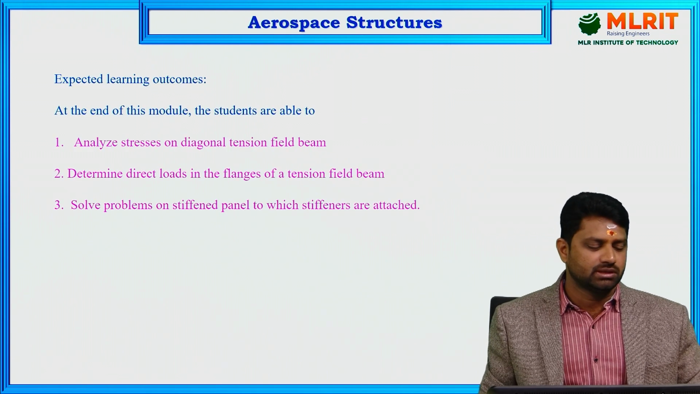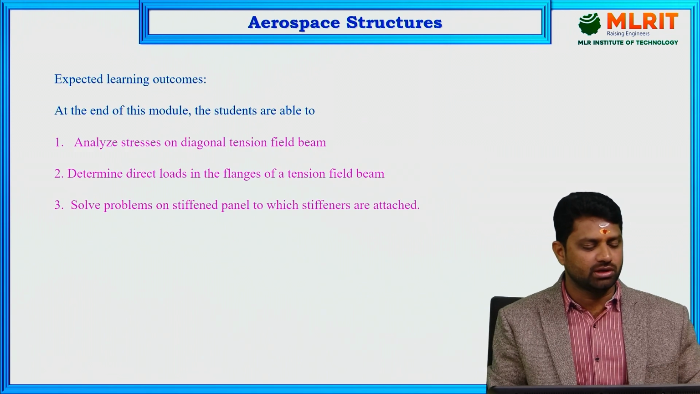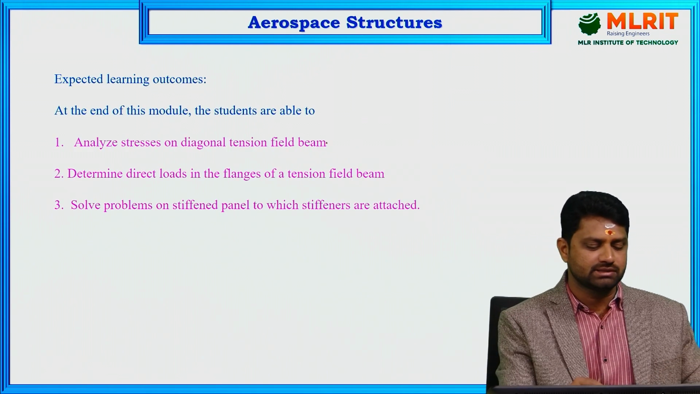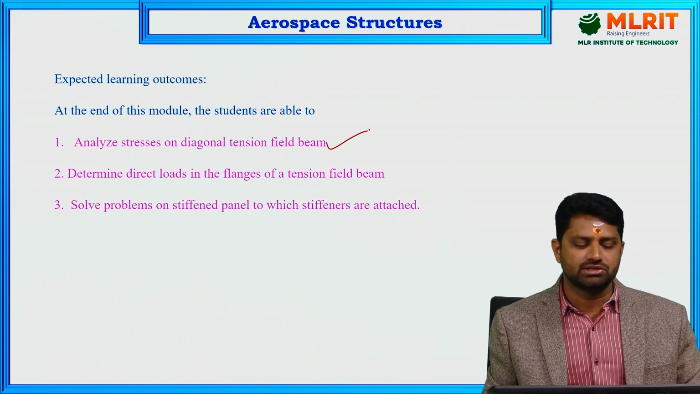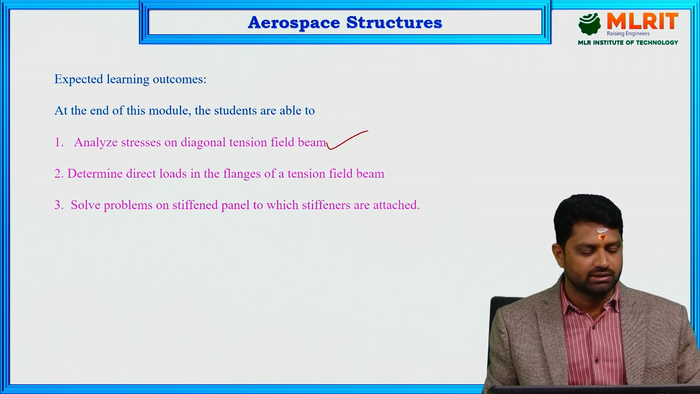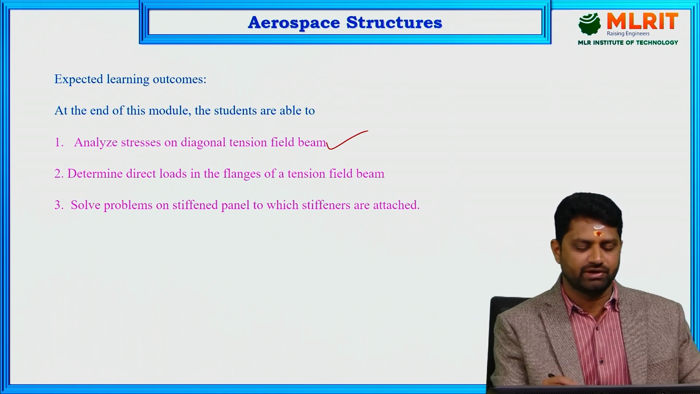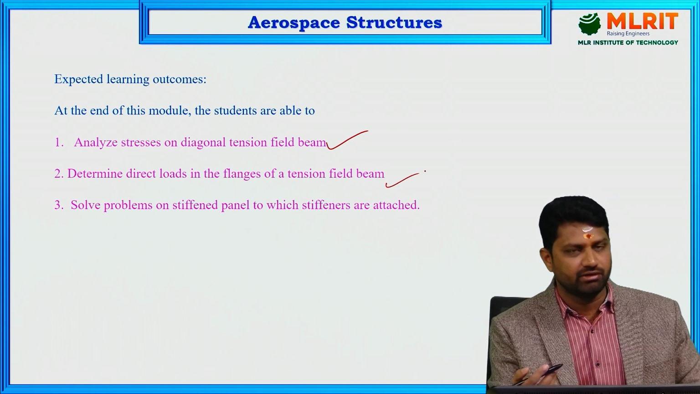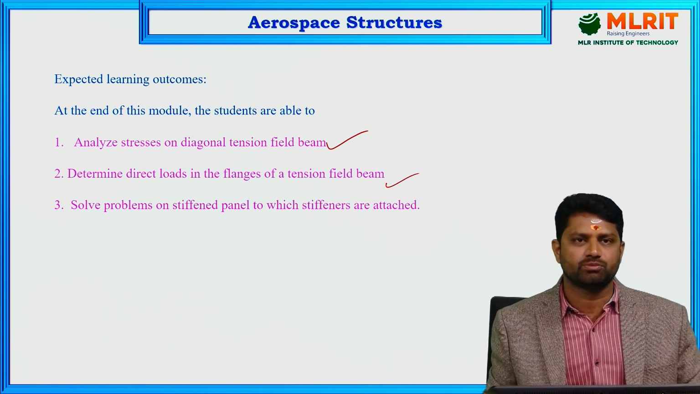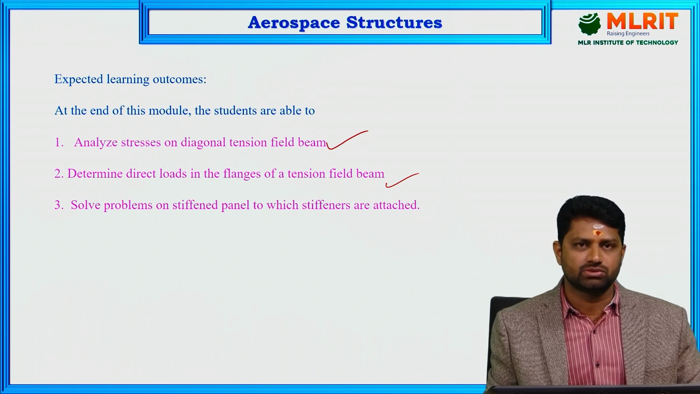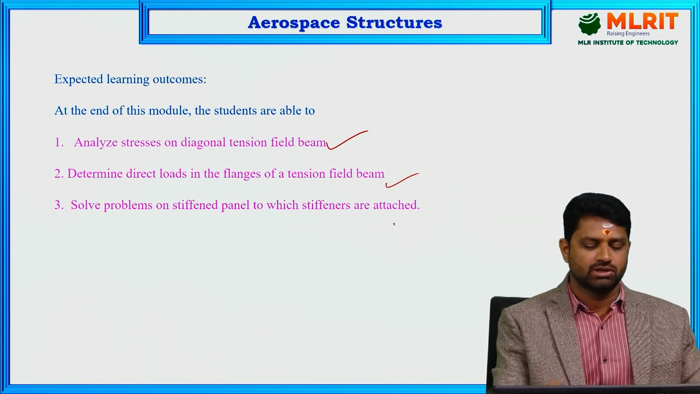The learning outcomes in this module are: the students are able to analyze the stresses on the diagonal tension field beam, and determine the direct loads in the flanges of a tension field beam, and if possible, they are going to solve a few problems on stiffened panels to which stiffeners are attached.